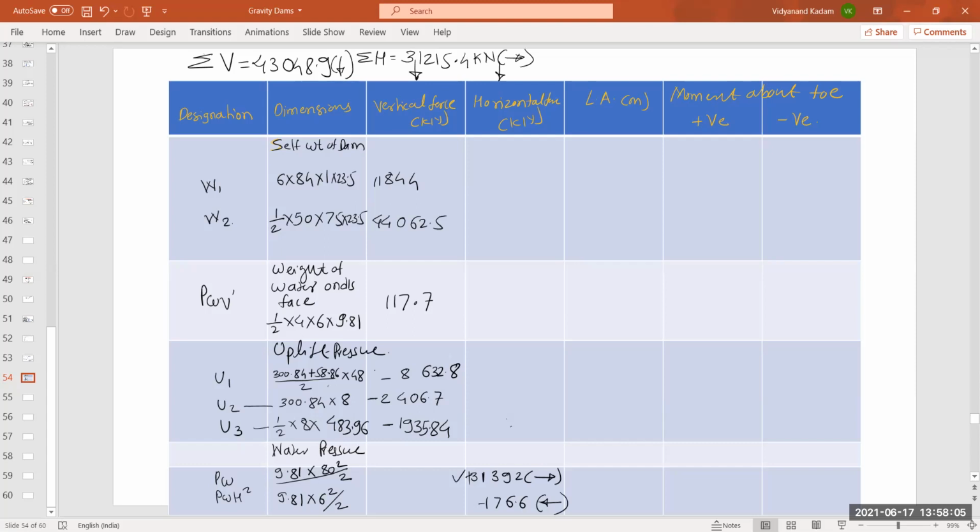After getting summation H and summation V, now we'll see how to calculate summation M. Okay, we know that summation M is algebraic sum of the resisting moments and overturning moments. Okay, resisting moments we will use plus sign, which are, okay, let us calculate first, then we will see how to get this. So everybody again observe the figure, because here we need the perpendicular distance for all forces. So let us start with the W1. We have to find out the lateral arm, the distance of force from toe of the dam. So tell me, what is the distance of self-weight from toe of the dam?